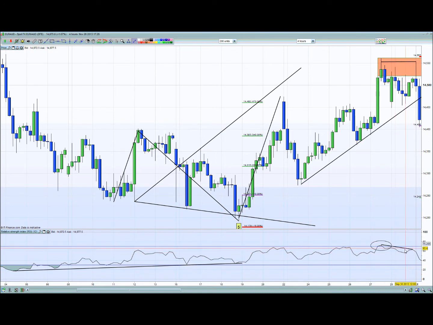Okay, so this is divergence. So the first high broke the extremity, the 70, and the second high, although it was at the same level as the first high, the RSI was lower.